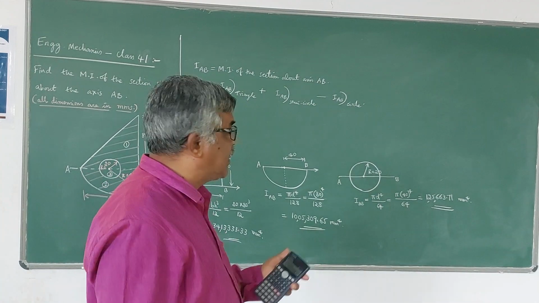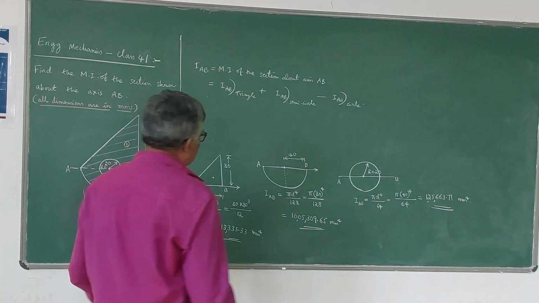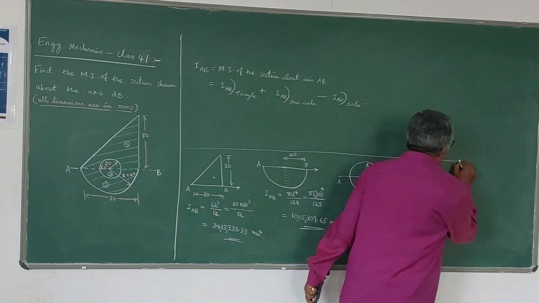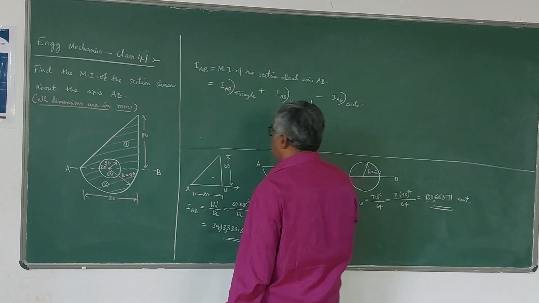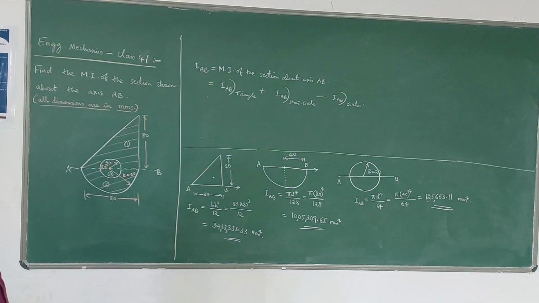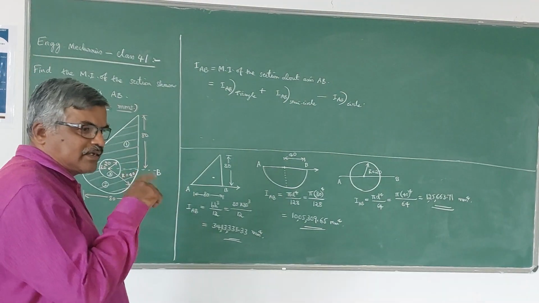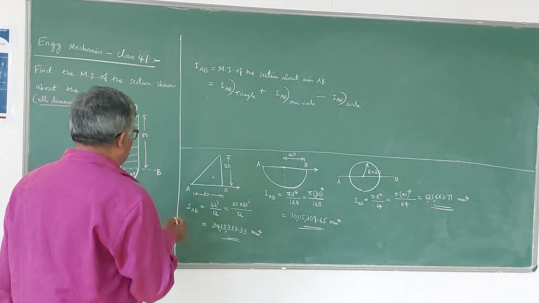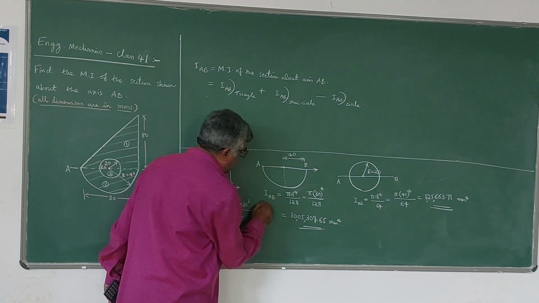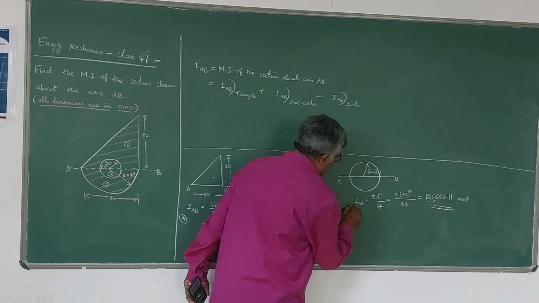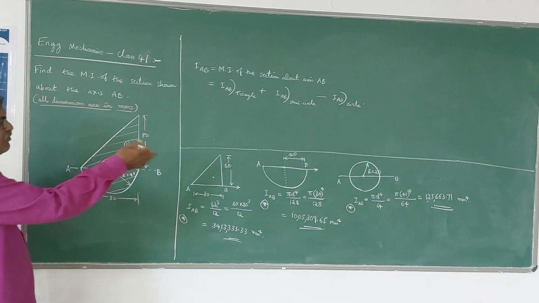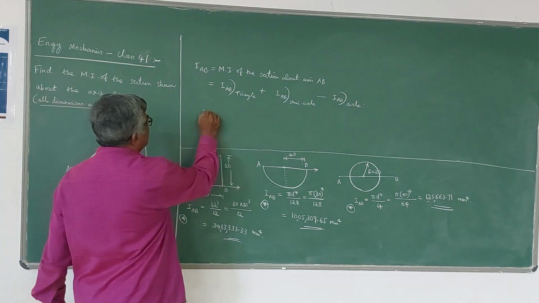Now you can see here that all the three values we have written with respect to the axis AB only. Axis AB for the triangle is the base. For the semicircle it is the diameter axis. For the circle it is the diagonal axis. So we have used the standard formula. All these three are standard formulas, so you can directly write the values, and after getting all these you substitute here.